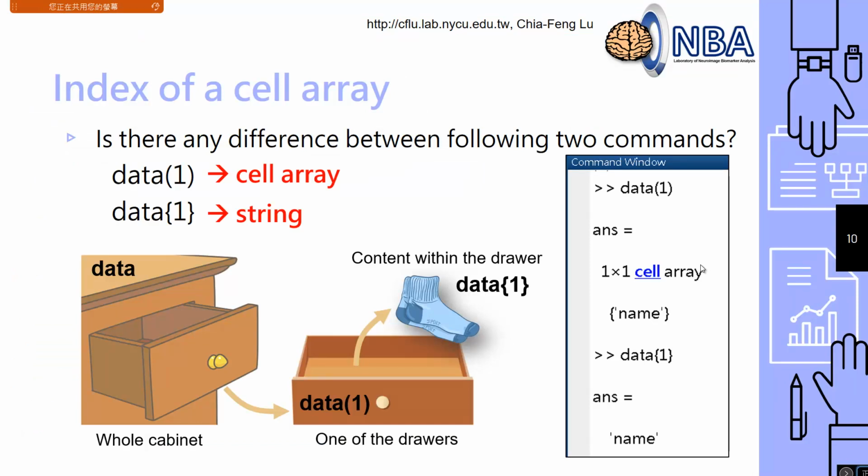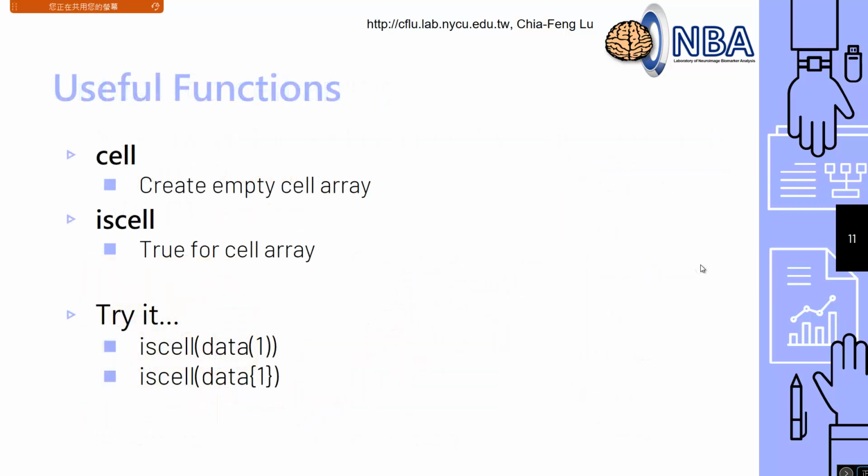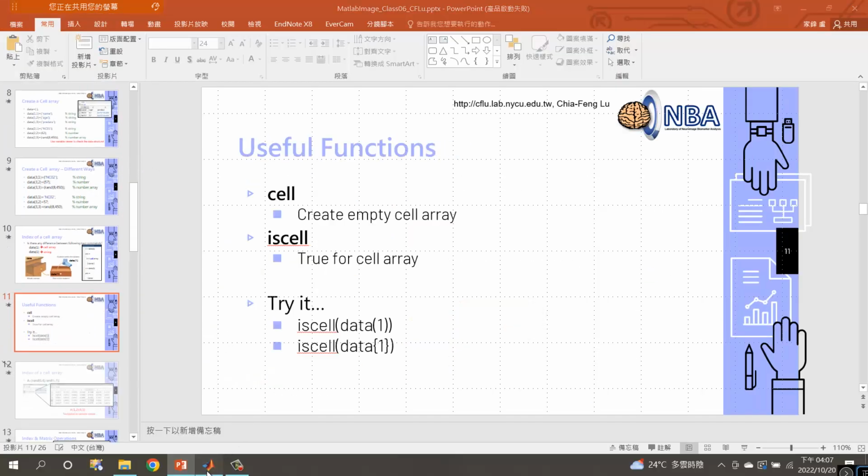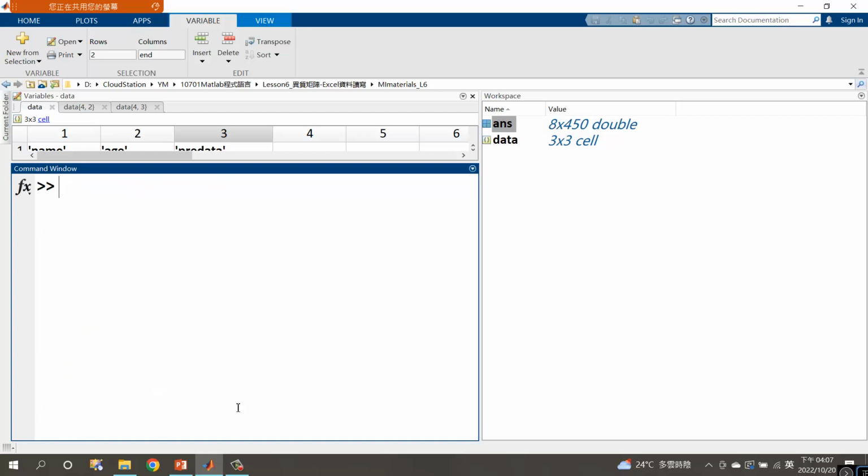Okay, so I'm going to give you an example to get the value from an entry of the cell array. Okay, so let me take the control back. But before that, I just want to introduce two useful functions for you. Okay, the first one is cell. You will find out cell is a function that can help you create an empty cell array. So you can do a very simple exercise right here.